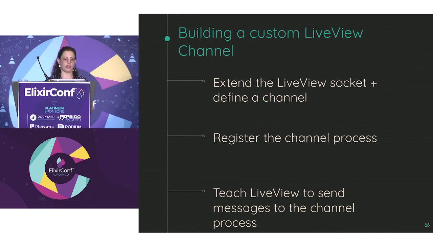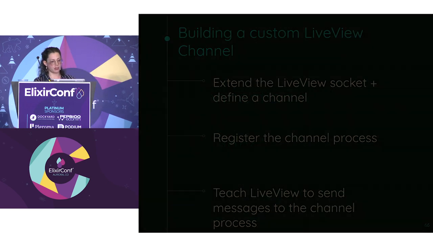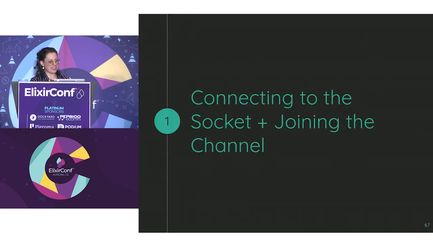All right, so in order to get this up and running, we need to extend the LiveView socket and define a custom channel. We'll need to register our channel process so that its corresponding LiveView can look up the PID and send it a message later on. And then we'll need to teach our LiveViews how to send those messages so that the channel can push them down to the front-end client. All right, first up, connecting to the socket and joining the channel.